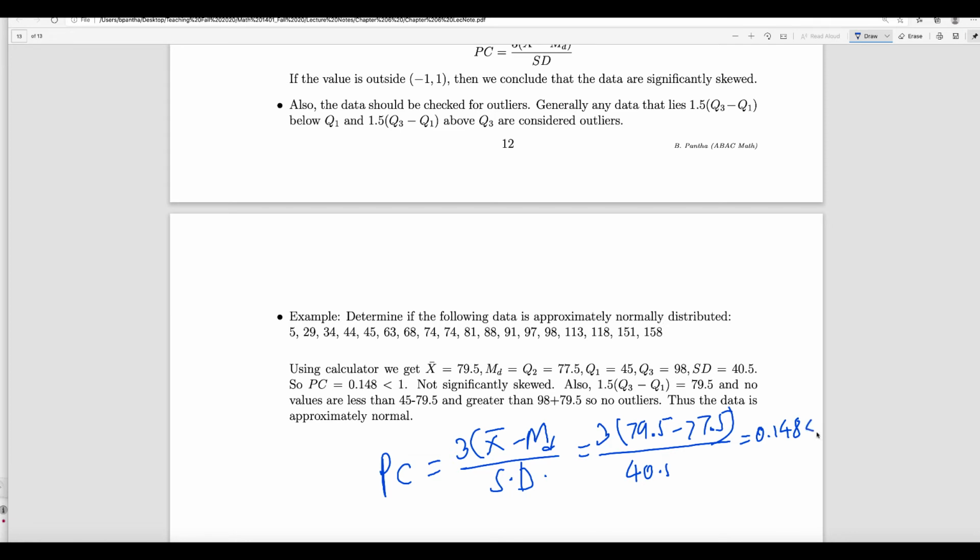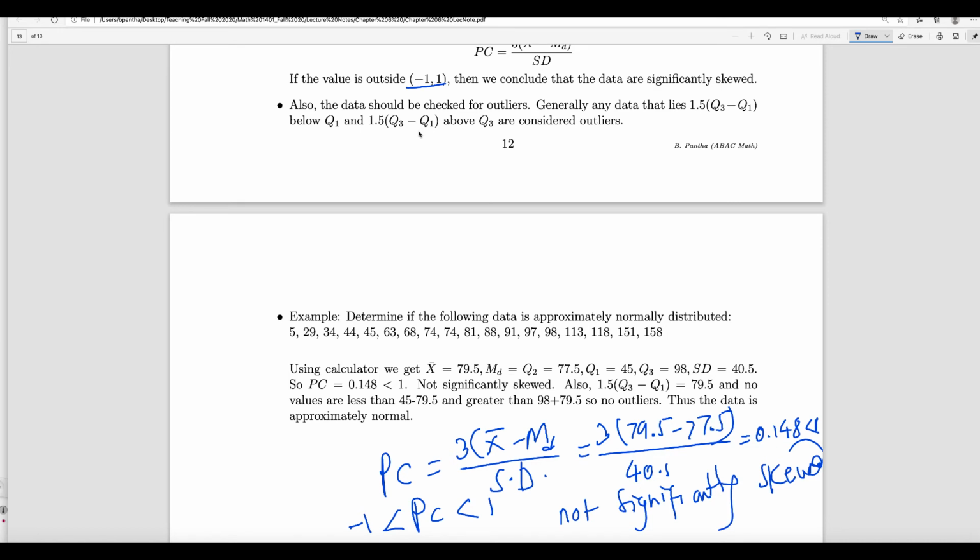This is less than 1 and greater than -1. If the value is outside of -1 and 1, meaning less than -1 or greater than 1, then it is significantly skewed. But this value lies in this interval, so it is not significantly skewed.